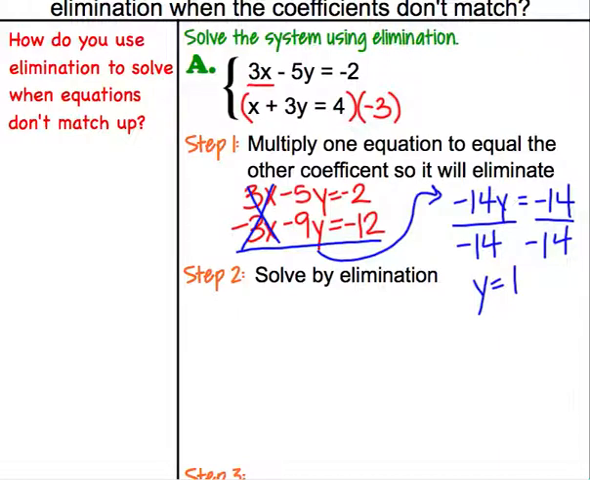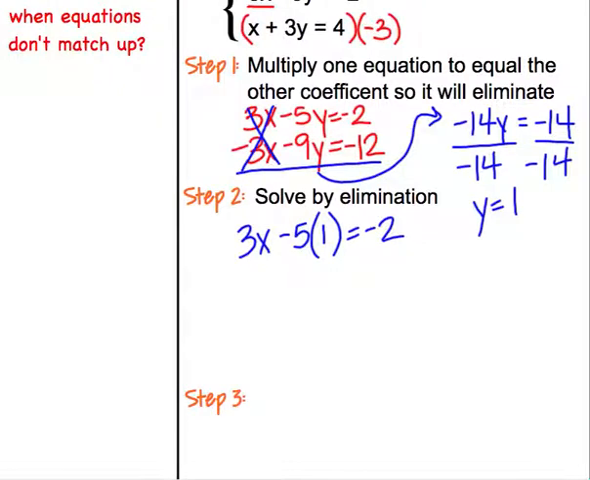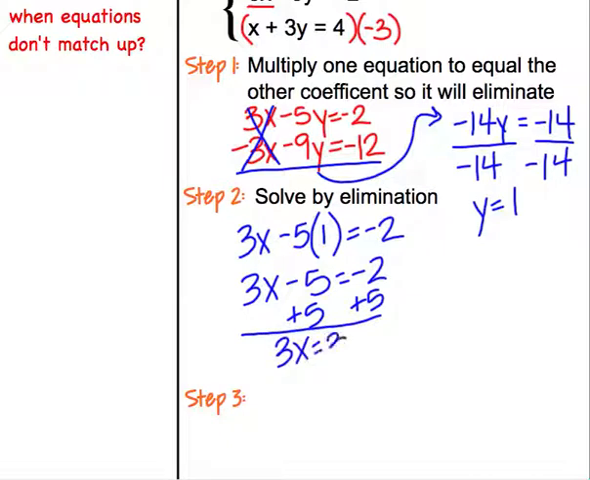So now I can go ahead and put this back. I'm going to put it in the first equation. So I get 3x minus 5y, but y is 1, is equal to -2. So then 3x is still 3x. Minus 5 times 1, which is 5, equals -2. Add 5 to both sides, which gives me 3x equals +3. Divide by 3, which gives me x equals 1, which means my ordered pair solution is 1, 1.